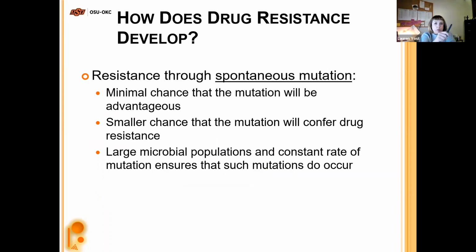So resistance through spontaneous mutation is common, but in each mutation, there's a very minimal chance that the mutation will be advantageous. There's an even smaller chance that the mutation will confer drug resistance. So it could be advantageous in any way. Now that you want it to be specifically drug resistance, it's unlikely. However, large microbial populations and a constant rate of mutation ensure that such mutations do occur.